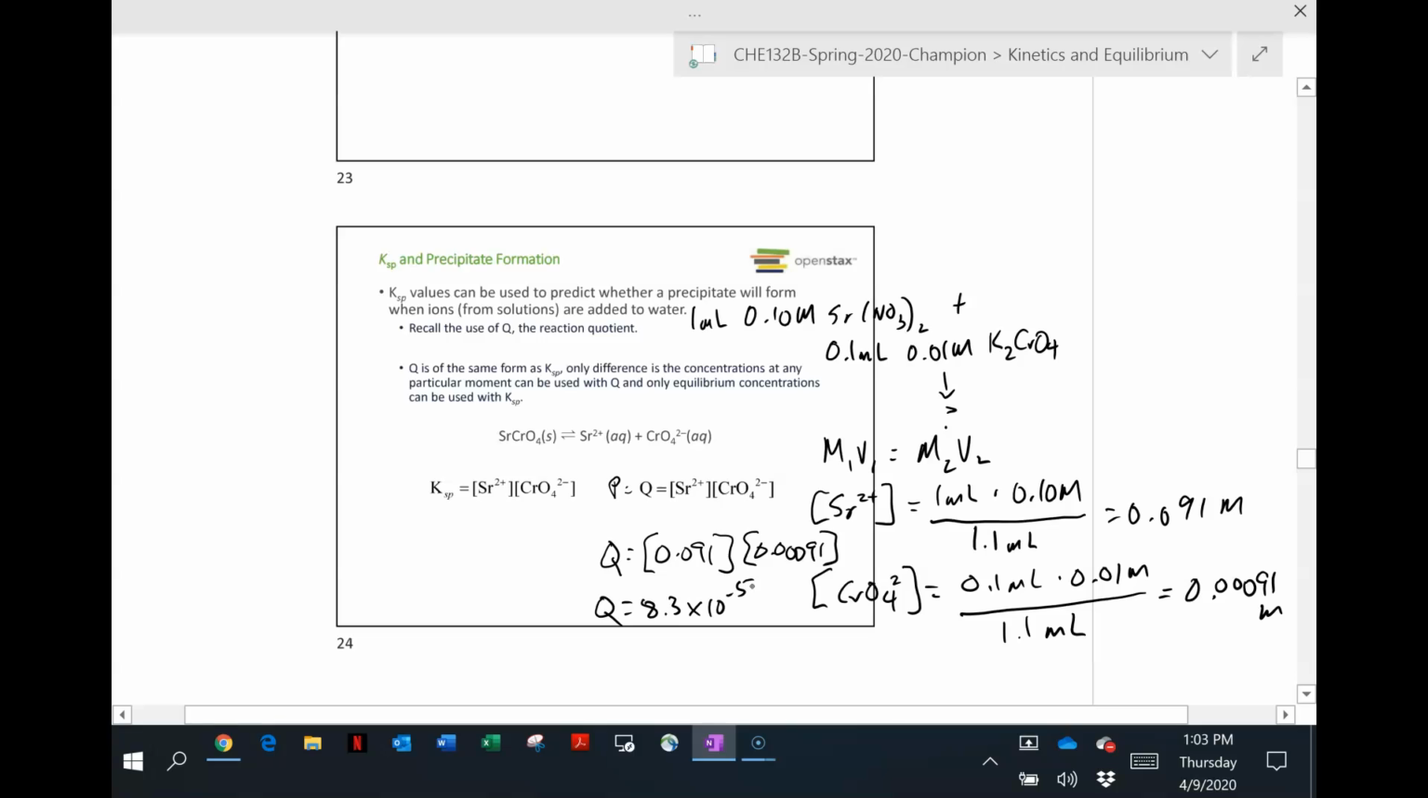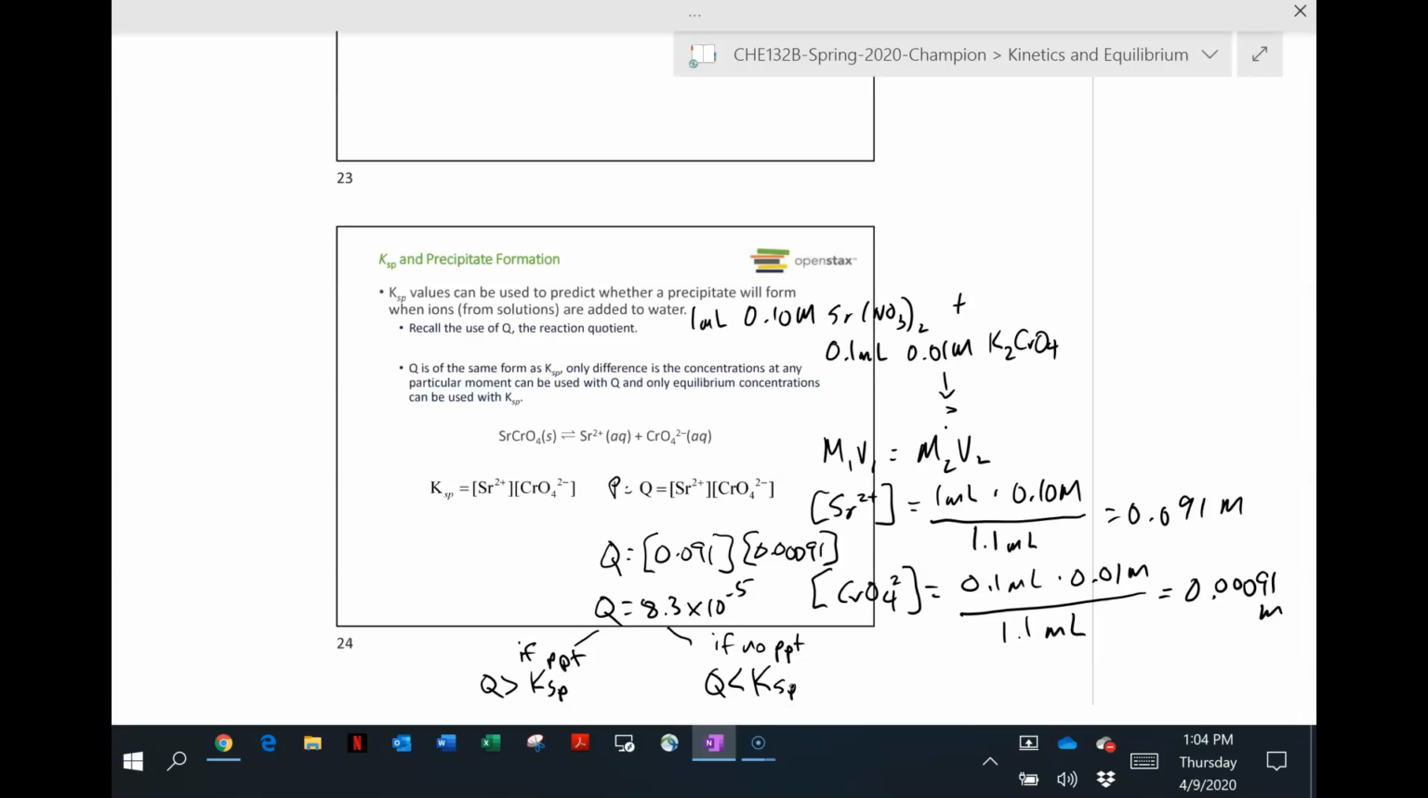Then you could look at whether or not precipitation occurred. So if you have a precipitate, that tells you that Q is greater than KSP, which means that the KSP has got to be less than 8.3 times 10 to the negative fifth. If you had no precipitate, then that tells you that Q is less than KSP, and the KSP would have to be higher than 8.3 times 10 to the negative fifth.